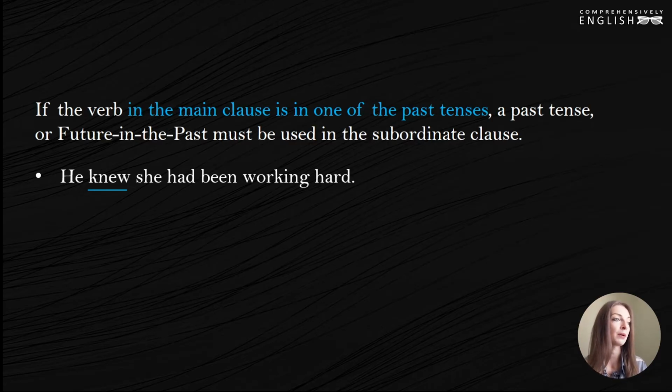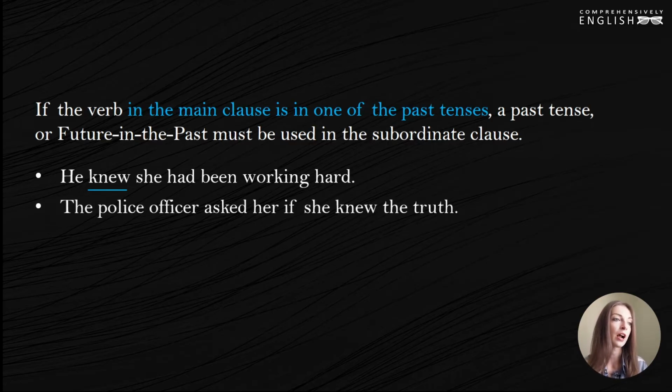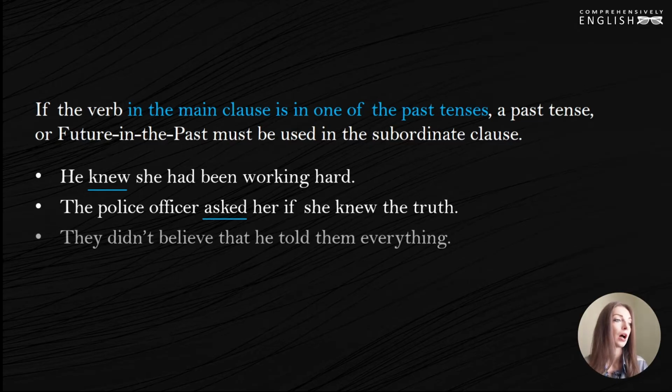Let's look at a different example. The police officer asked her if she knew the truth. So the verb in the main clause, asked, is in the past simple tense. That means that the verb in the subordinate clause must be in a past tense too. In our case, it's the past simple tense too. If she knew the truth. They didn't believe that he told them everything. Again, the predicate in the main clause is in the past simple tense.